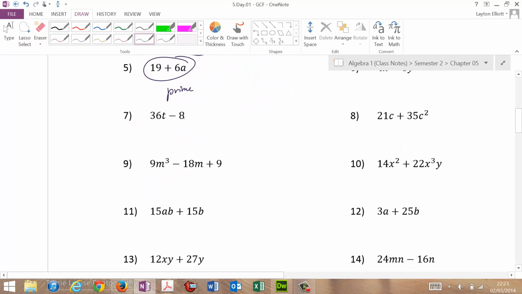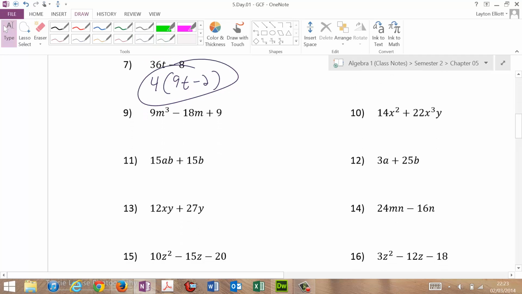Number 7, 8 cannot go into 36, but 4 can. So if I take a 4 out of 36t, I get a 9. And if I take a 4 out of 8, I get a 2. And if I look back at what's left, the 9 and the 2, I can't take anything out of that. So this is done. Number 9, if I look at the 18 and the 9, the biggest possible thing I can take out is a 9. And if I take that out, I'm left with a single m cubed, minus 18 divided by 9 is 2m, and then plus 1.